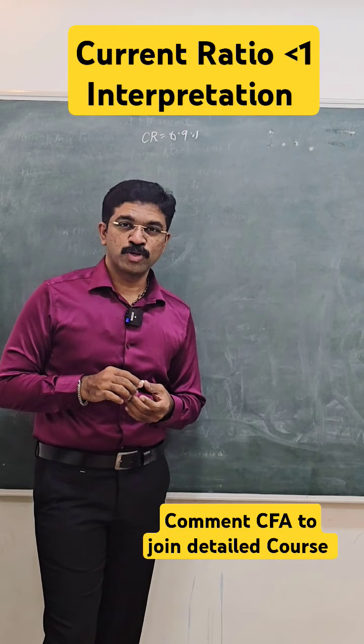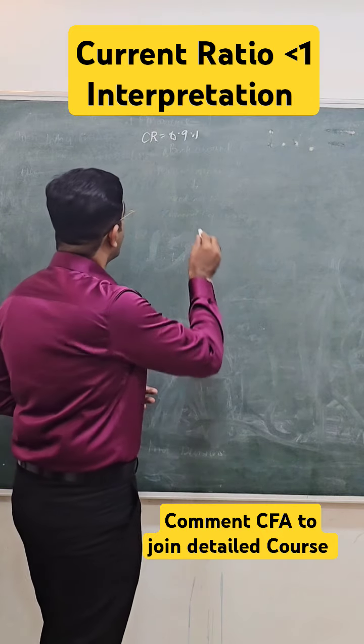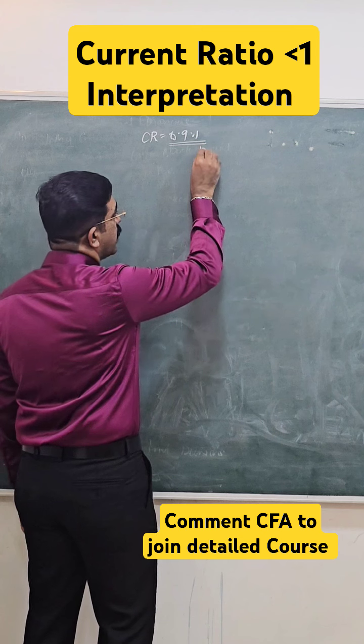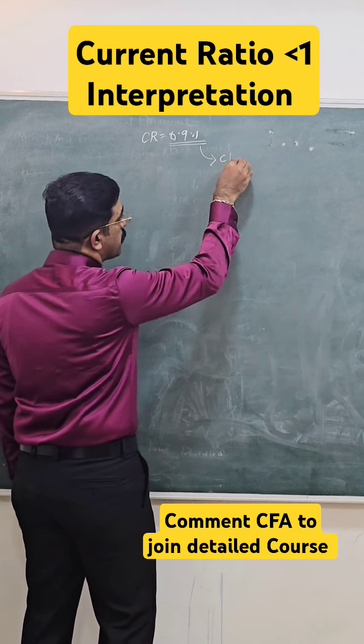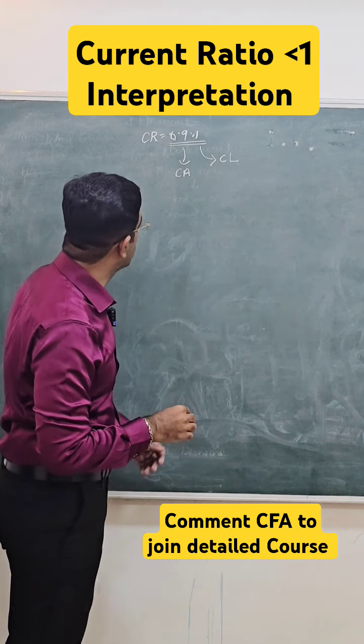What does a current ratio of 0.9 is to 1 convey? Let's see. When the current ratio is 0.9 is to 1, it means for every 1 rupee of current liability, this business is having current asset of only 90 paise.